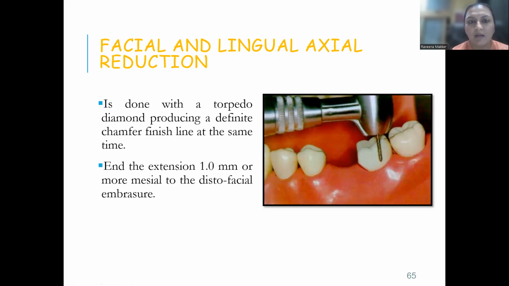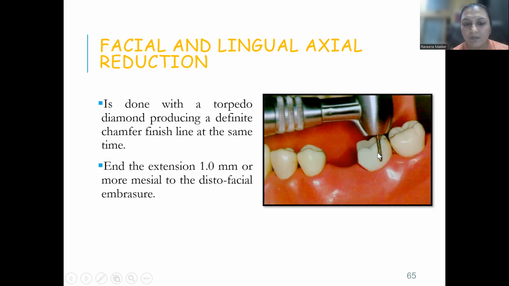Then facial and lingual axial reduction. It is done with a torpedo diamond, producing a definite chamfer finish line at the same time. See, this burr is used again paralleling the long axis of the premolar abutment, and a definite chamfer finish line is created.